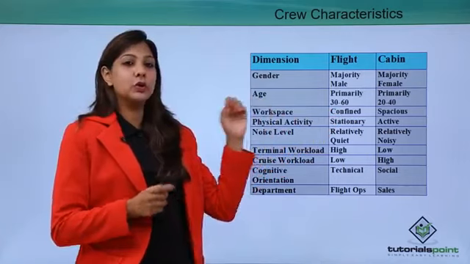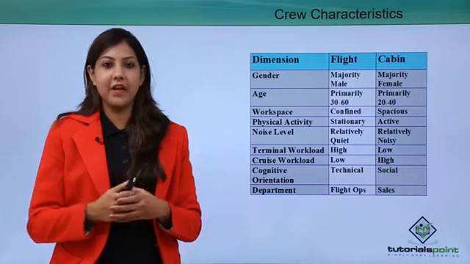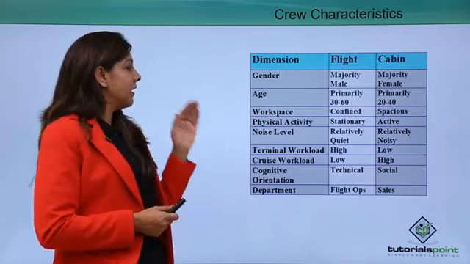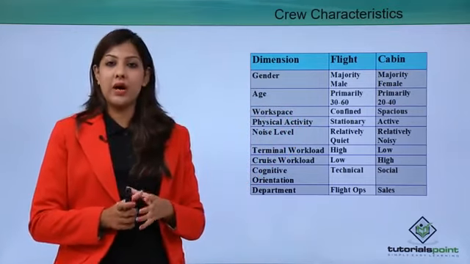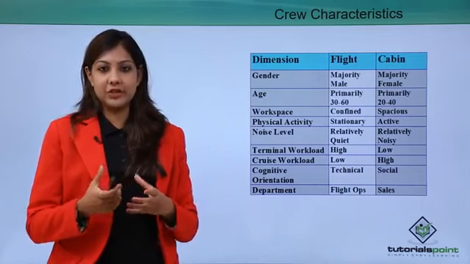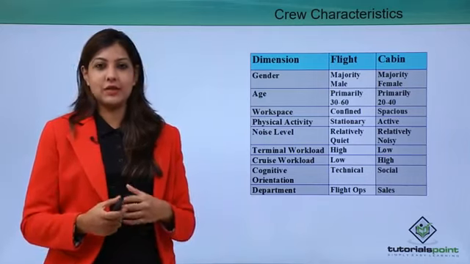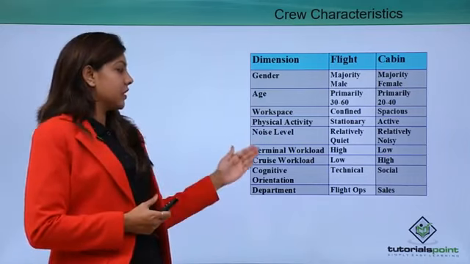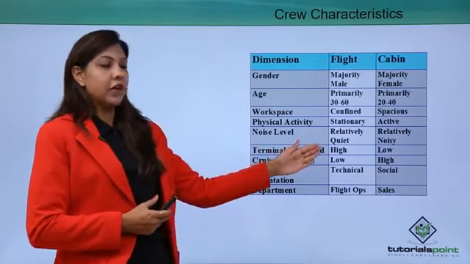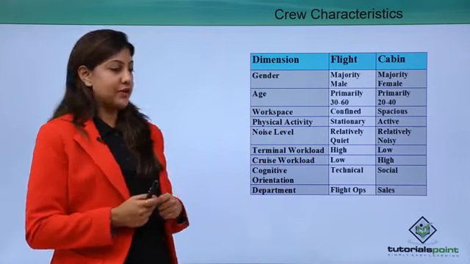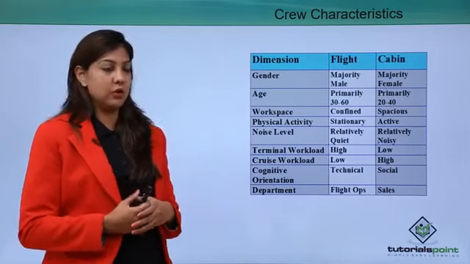Whereas for cabin crew, the work revolves around activity, so they have to keep getting up, walking here and there to passengers for service, etc. Talking about the noise level, inside the cockpit it is relatively quiet, there's not much noise, but in the cabin there is a lot of noise because of passengers and announcements, etc. Terminal workload means at the terminal when the aircraft has not taken off, at that point the cockpit crew is highly engaged, but the cabin crew has less engagement or less work during the terminal workload.